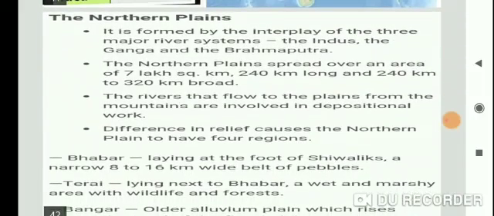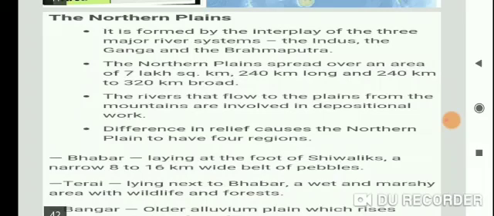Now in this topic we already discussed the Northern Plain. It is formed by the interplay of the three major river systems, the Indus, the Ganga and the Brahmaputra. The Northern Plain is spread over an area of 7 lakh square kilometer, 2400 kilometer long and 240 to 320 kilometer broad. The rivers that flow to the plains from the mountains are involved in depositional work, and differences in relief cause the Northern Plain to have 4 regions. How many? 4 regions, and we discuss them one by one.